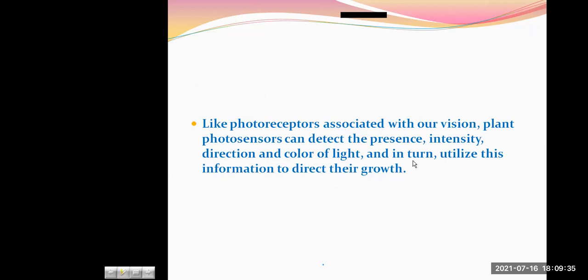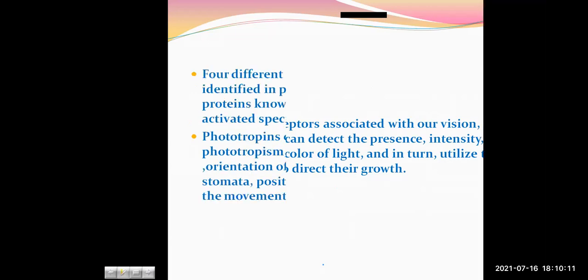And in turn, these phototropins utilize this information, that is, whether light is present, what the intensity of light is, what the direction of light is, what the color of light is. These phototropins use this information and help the plant to respond to it by showing growth. That is, the plant responds to the presence of light, to intensity of light, to direction of light, to color of light, by its growth.